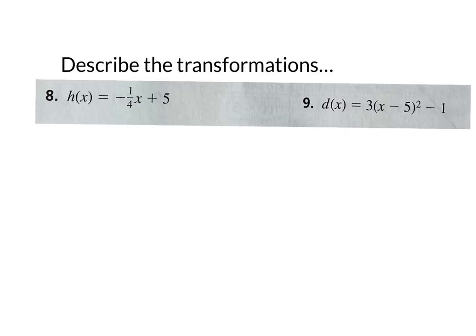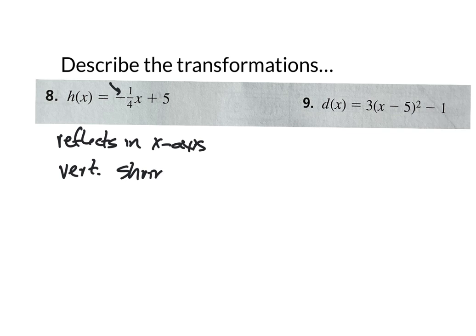Okay, now just describe. You don't have to graph these. We're just going to tell what's happening here. So the first one, I've got a negative in the front. So that means it reflects in the x-axis. Then I have a 1/4 in the front. That's a vertical shrink by 1/4. It really should say by a factor of 1/4, but that takes a long time. So we're going to say by 1/4. And lastly, it's got a plus 5. So we're going to say it shifts up 5. Okay, that's all of them.